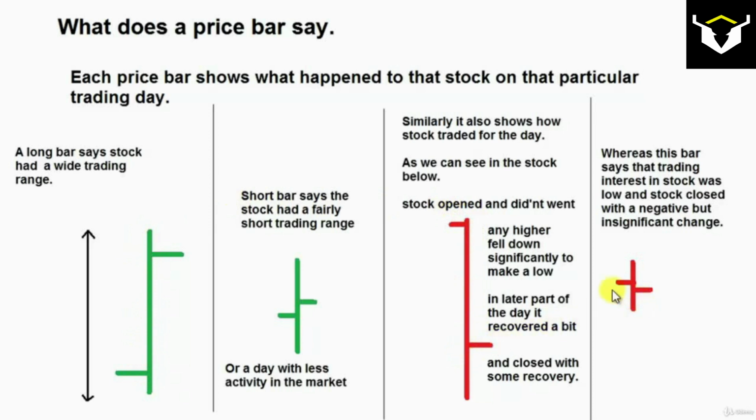A small red colored bar will tell you there was not much activity in the market for the day. A small green colored bar will also suggest there's not much activity in the market for the day, but still it's green colored because close was slightly above the open. Similarly, it's red colored because close was slightly below the open.